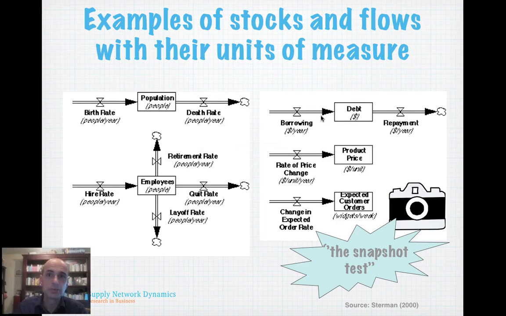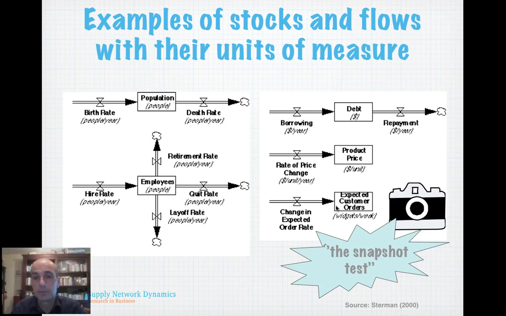Here are a couple examples of stocks and flows. Easy ones are things like population or employees. There the snapshot test works well. If I look down on a certain scene where people are walking in and out, I can take a picture and count the people there. So that's a level. What I cannot do is calculate how fast they are walking down the street. That's the rate of change. There I would have to make a movie. But with the snapshot test, if I take a picture of the system, what do I see then? That is also something that you can see.